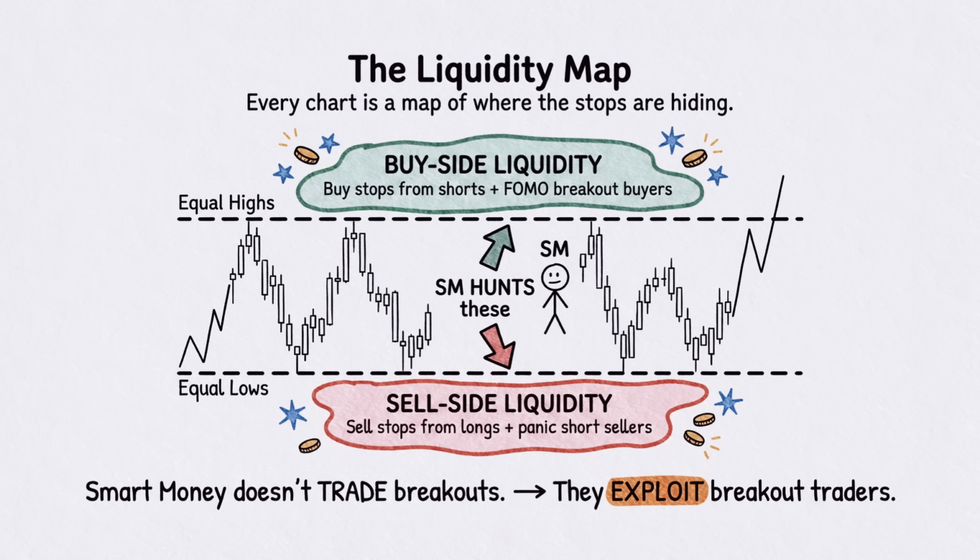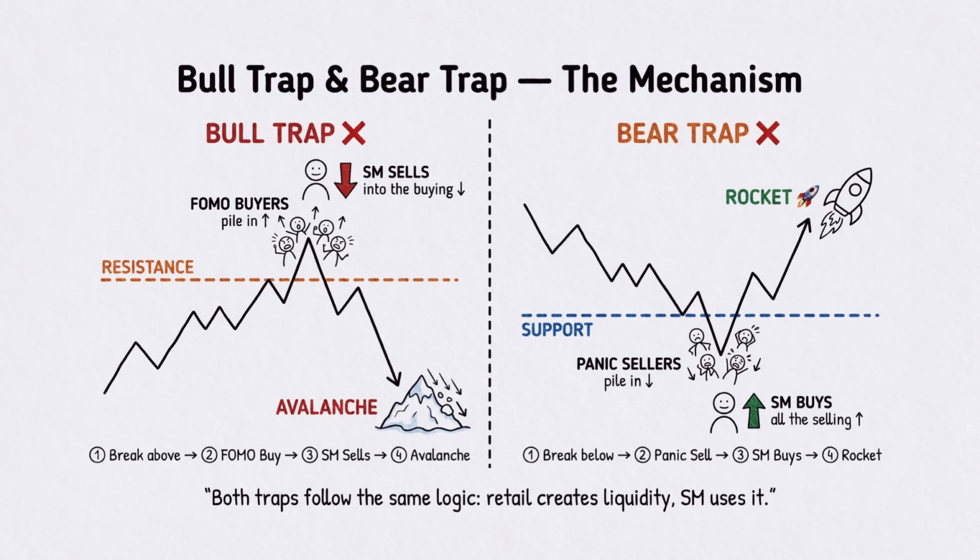That's where buy-stop orders from short sellers sit, plus breakout buy orders from traders waiting for confirmation. Below old lows, especially equal lows, there's a pool of sell-side liquidity. That's where sell-stop orders from long positions sit, plus breakout short orders. Smart money doesn't trade breakouts. They exploit breakout traders. This is exactly how bull traps and bear traps work.